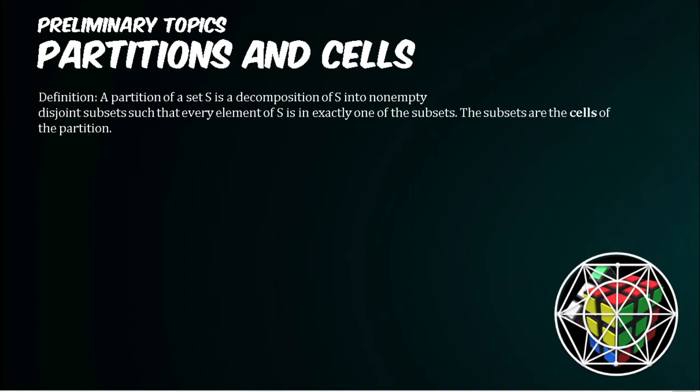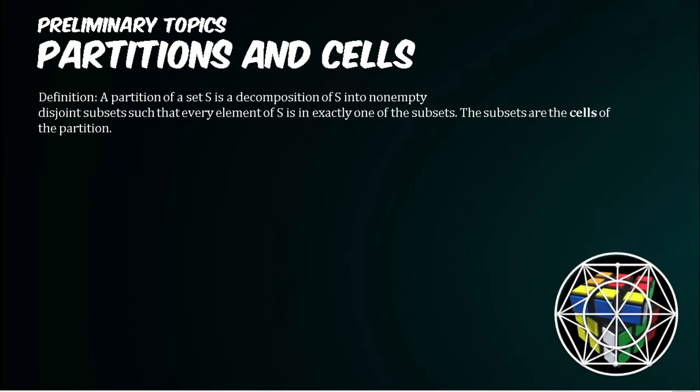We will start with a definition of partitions and cells. So what does a partition mean, especially in this course? A partition of a set S is simply a decomposition of S into non-empty disjoint subsets such that every element of S is in exactly one of the subsets. So this is what we mean by disjoint. The subsets are called the cells of the partition.